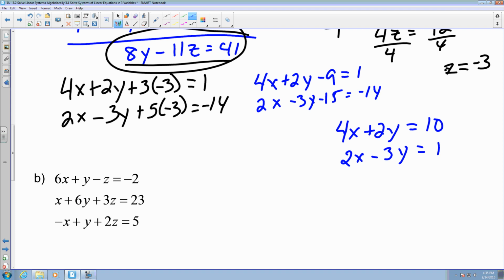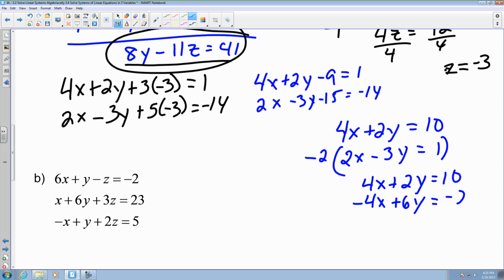So now I have two equations. I can use these systems that I learned before. I'm going to eliminate the x value by multiplying by a negative 2. So the top is 4x plus 2y equals 10. And then the bottom is going to be negative 4x plus 6y equals a negative 2. This cancels out, so now I'm left with 8y equals 8. It means y equals 1.